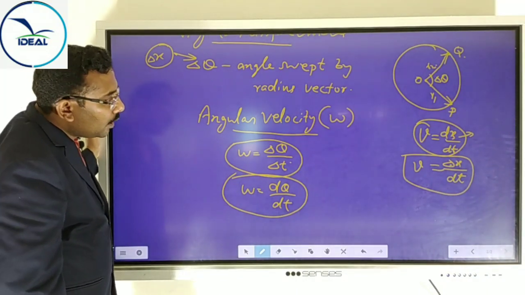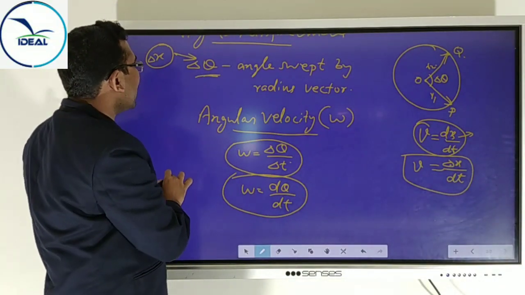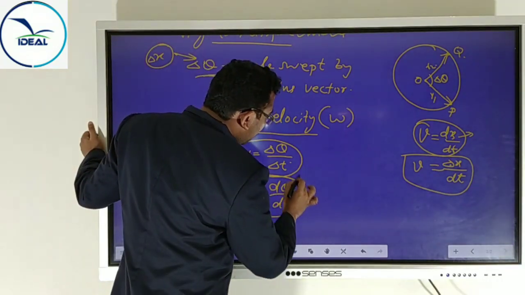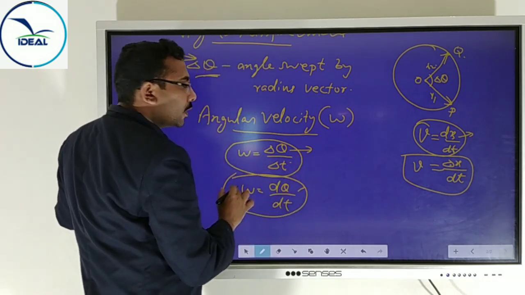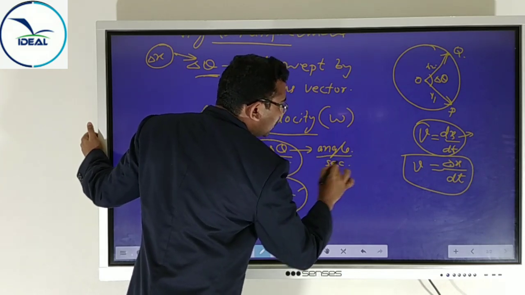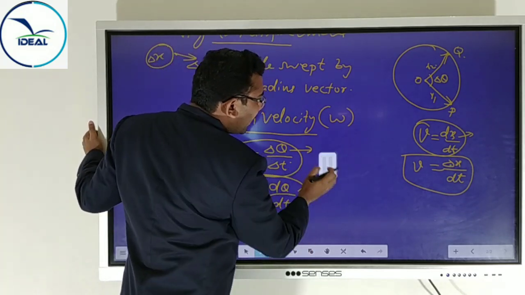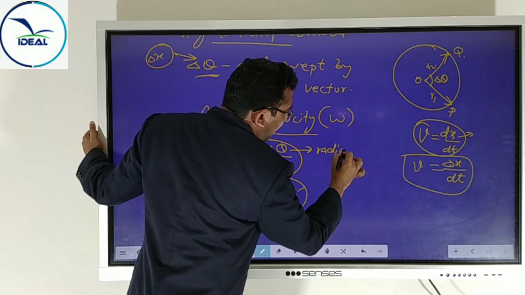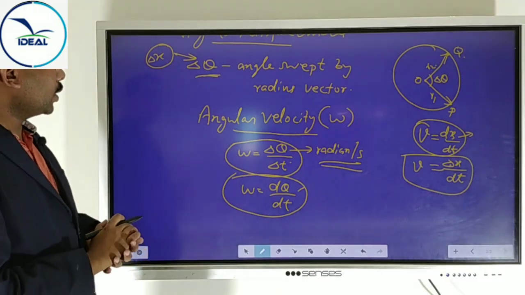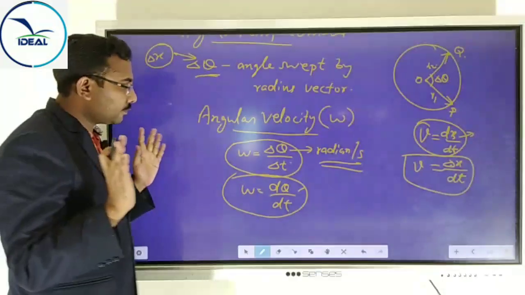Now, what is the unit of angular displacement? Angle. Unit of angle, radian. You already studied in units and measurement. Then what is the unit of omega? Angle per second. What is the unit of angle? Radian. Radian per second is the unit of angular velocity omega.